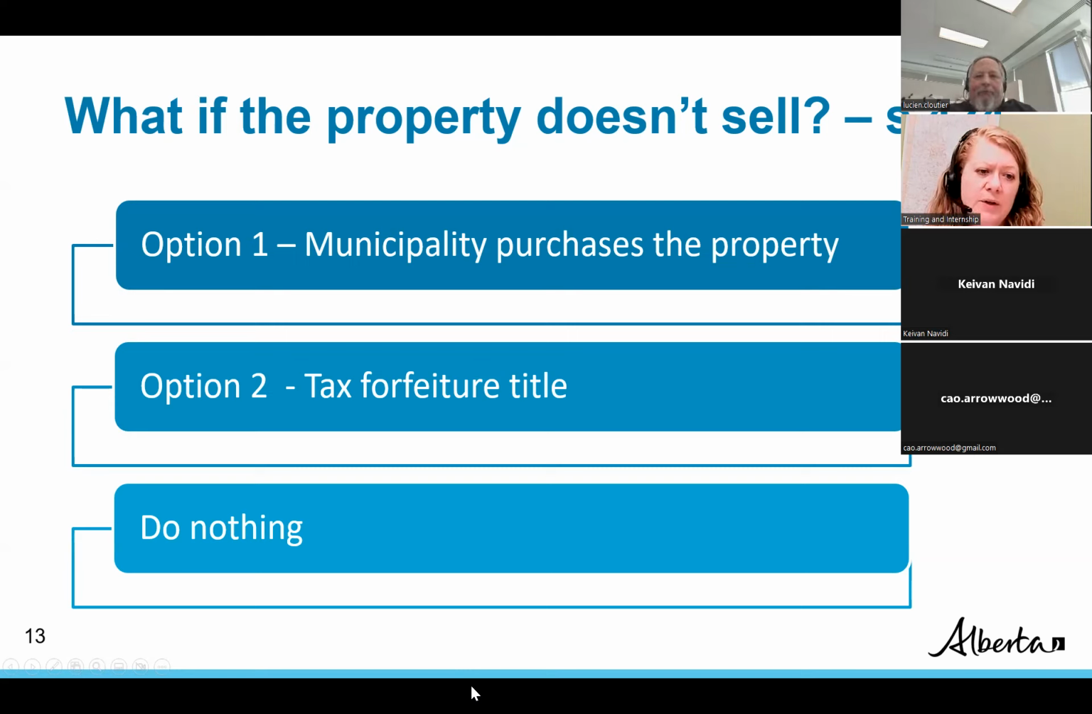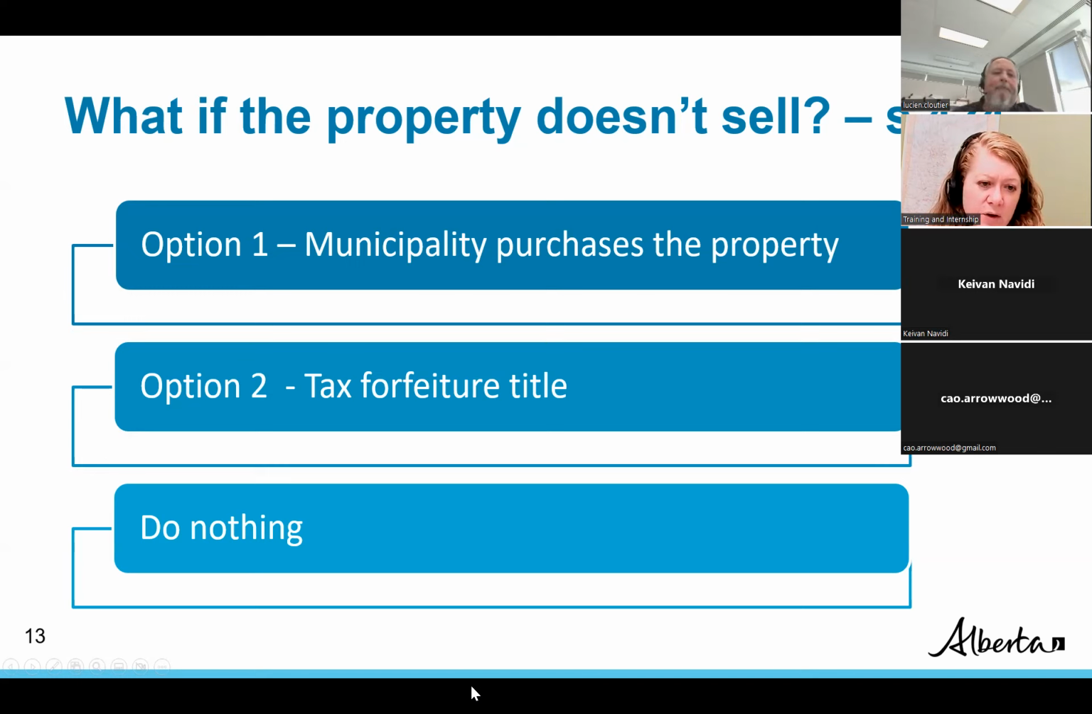Another option is that the municipality may take title, retaining tax forfeiture clause at some time after the auction. And there's no real timelines in section 424 that give any type of deadline by when this action must be taken. So this makes the property tax exempt going forward if tax forfeiture is taken.